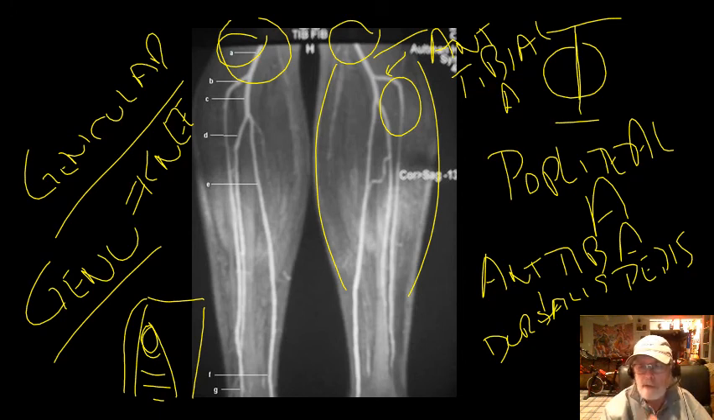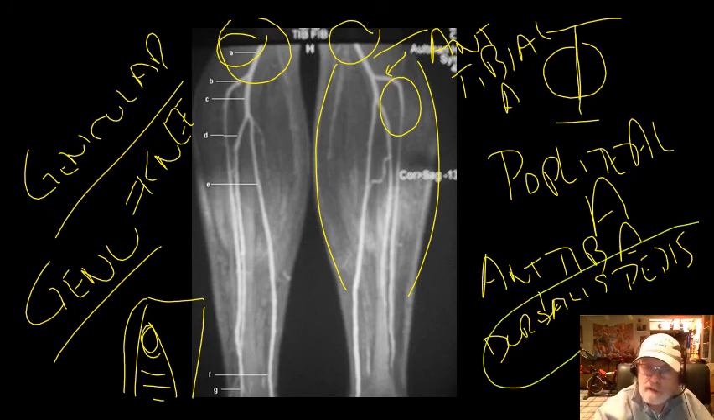About 80% of the time; in about 15 to 20% of people, you can't find it. But you'll feel this little pulse right there, and that's the dorsalis pedis. And this right here is the anterior tibial.